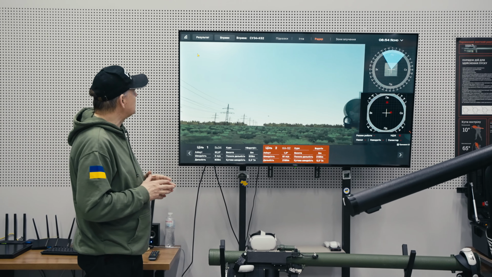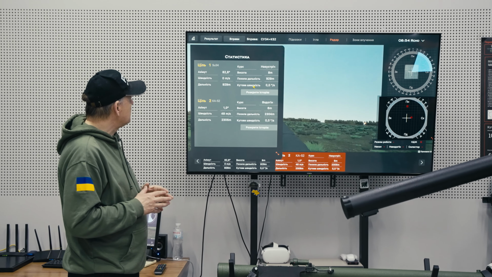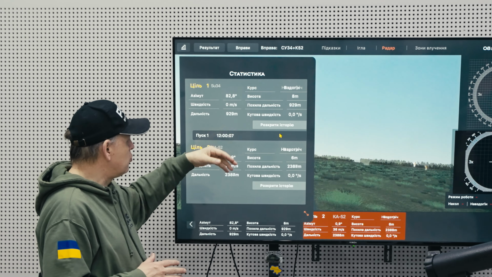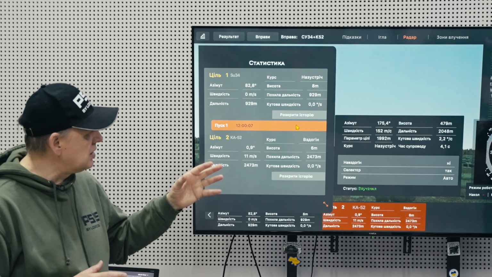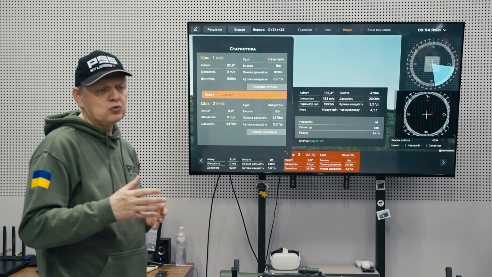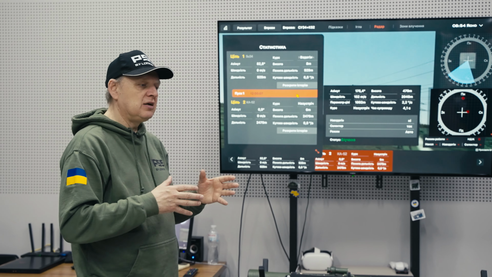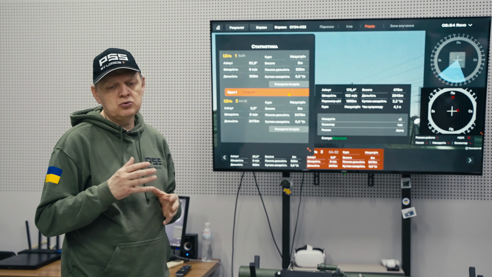Now we can look at the results of the exercise. For each target, for each exercise, we have such statistics that allow the instructor to track progress, regression, that is, the dynamics of how the cadet is learning.